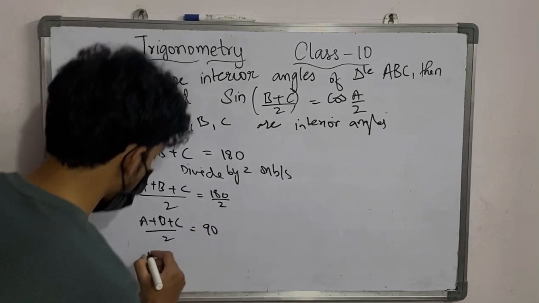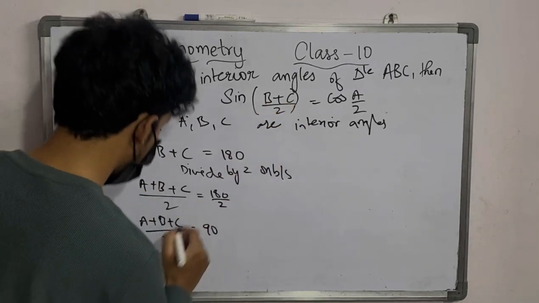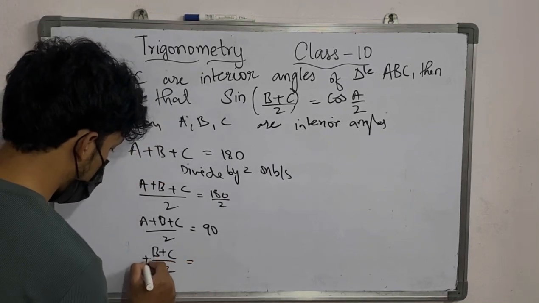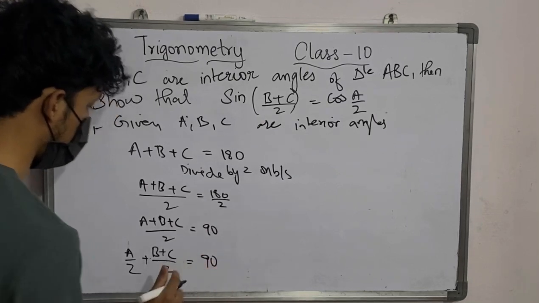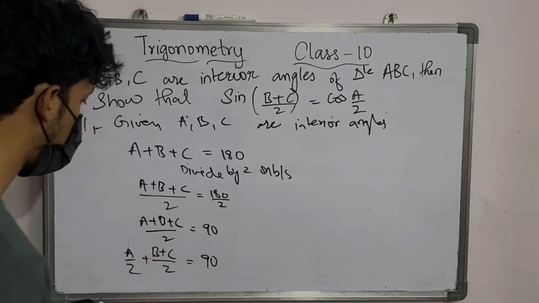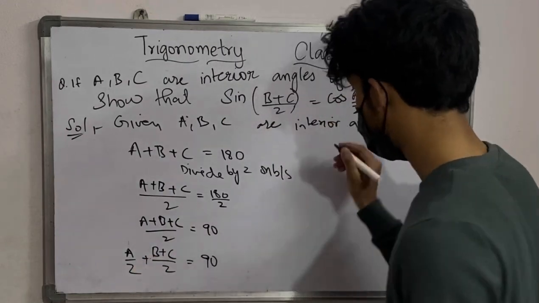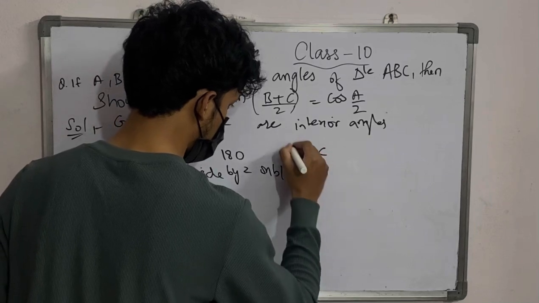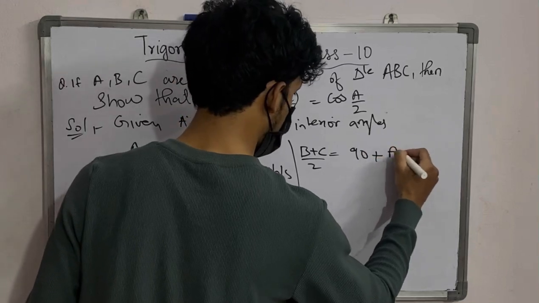And now as B and C are together, we write B plus C by 2, and we will write A like that: A by 2 plus (B plus C) by 2 equals 90 degrees. Now I have written A by 2 and (B plus C) by 2 together. Now we will take A by 2 to the other side, so (B plus C) by 2 is equal to 90 minus A by 2.